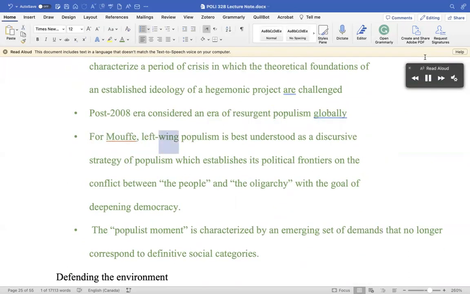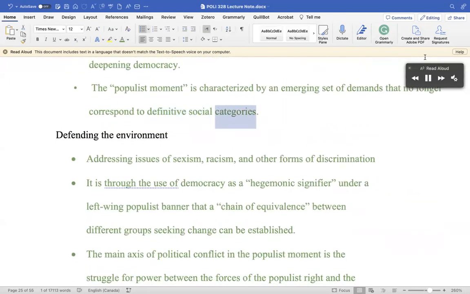For Mouffe, left-wing populism is best understood as a discursive strategy of populism which establishes its political frontiers on the conflict between the people and the oligarchy, with the goal of deepening democracy. The populist movement is characterized by an emerging set of demands that no longer correspond to definitive social categories: defending the environment, addressing issues of sexism, racism, and other forms of discrimination.